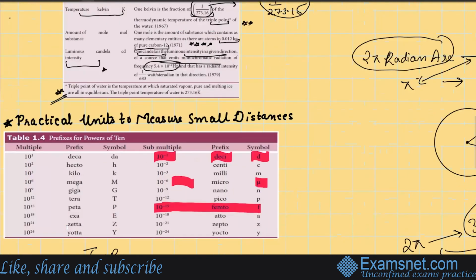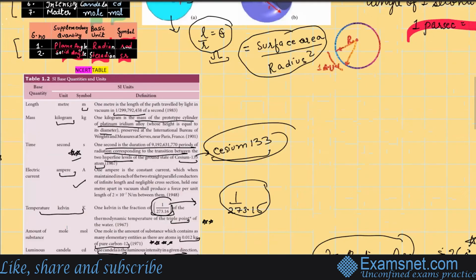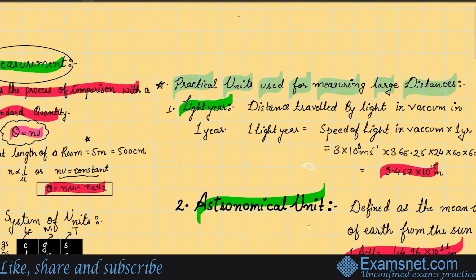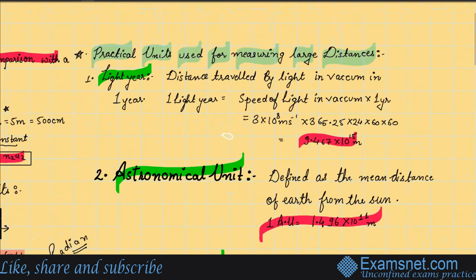But if somebody asks what is above 10 to the power 24, then we actually need practical units to measure large distances. So how would you go about large distances? For large distances, scientists have named particular things. They have marked things like the light year. So what is a light year? It is nothing but the distance traveled by light in vacuum in 1 year.